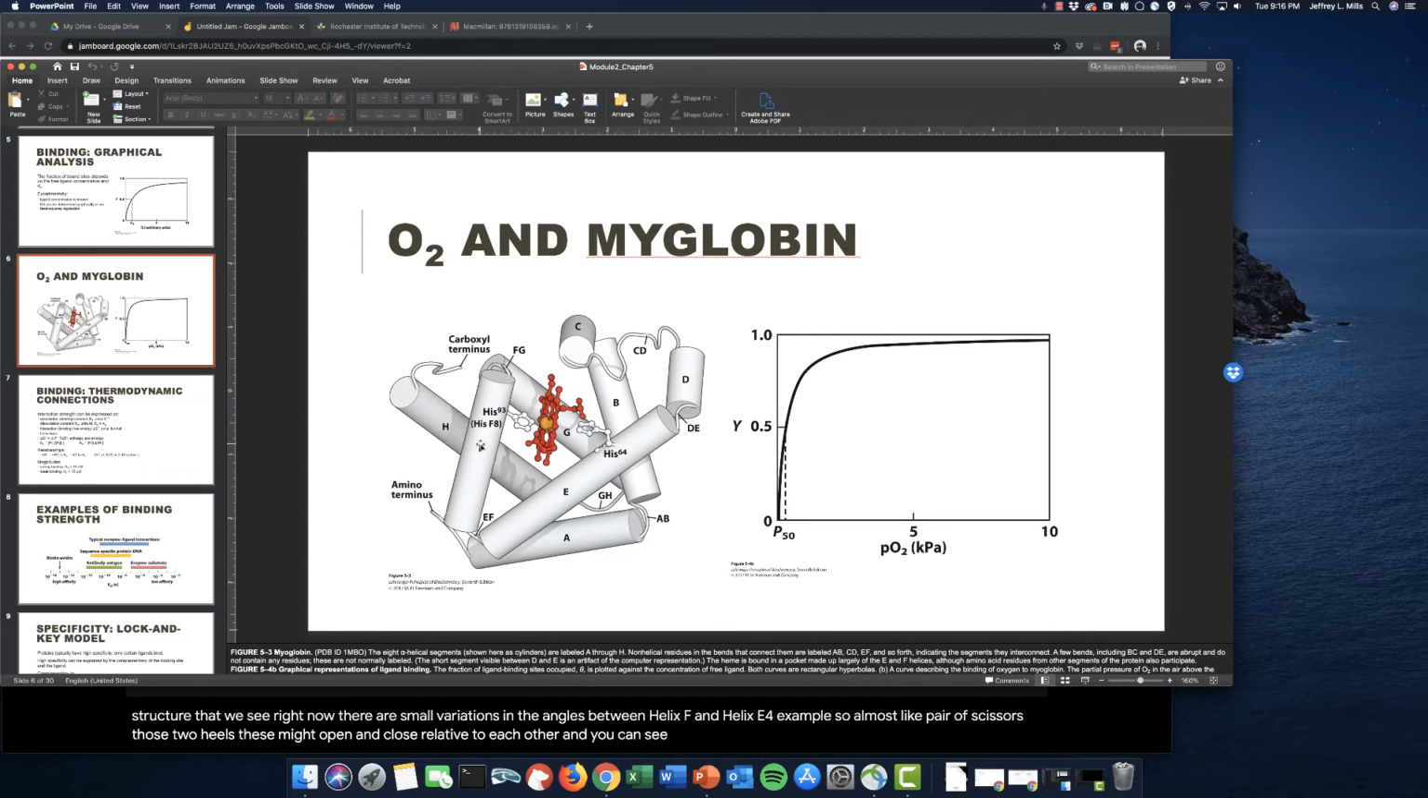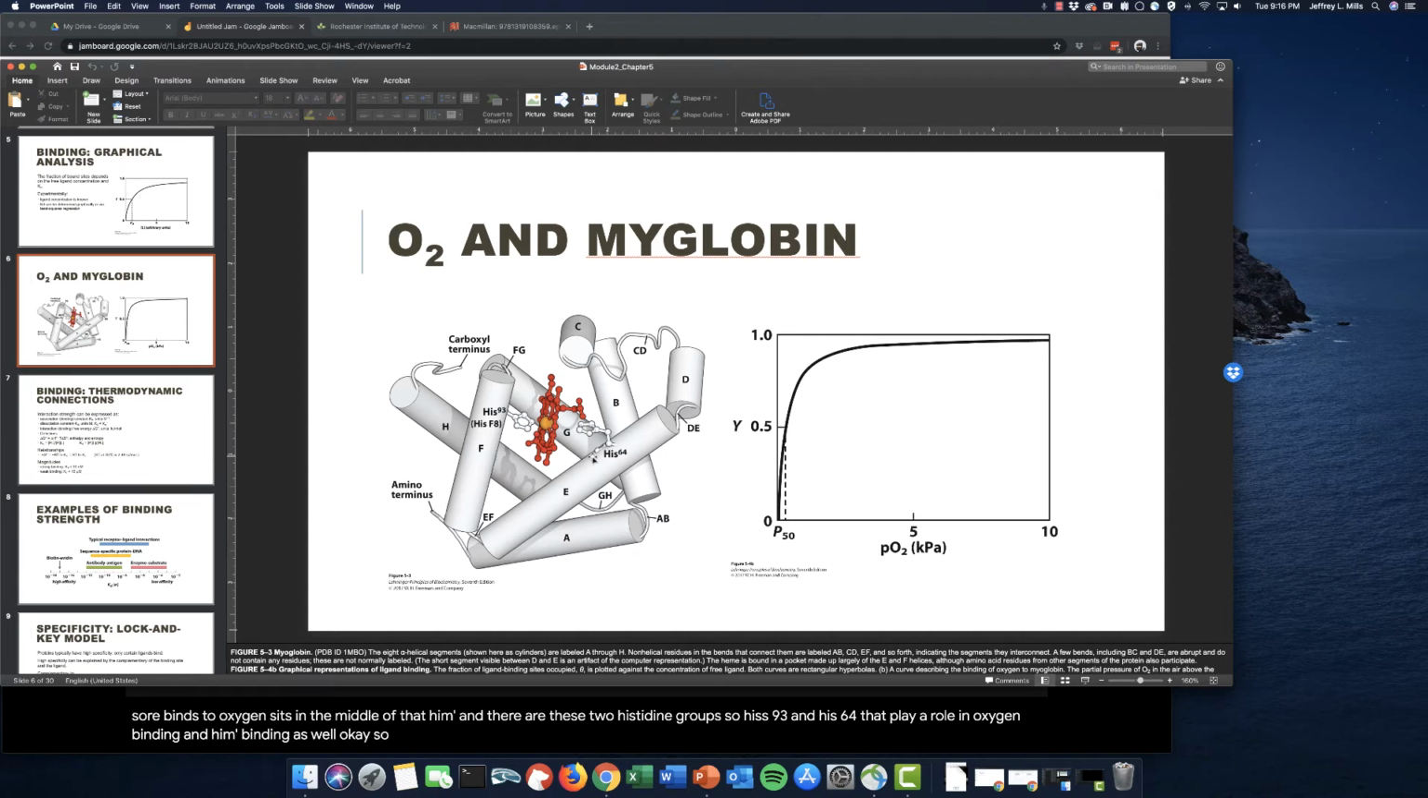And you can see that the heme group with the iron atom that chelates or binds to oxygen sits in the middle of that heme, and there are these two histidine groups, so His 93 and His 64, that play a role in oxygen binding and heme binding as well.